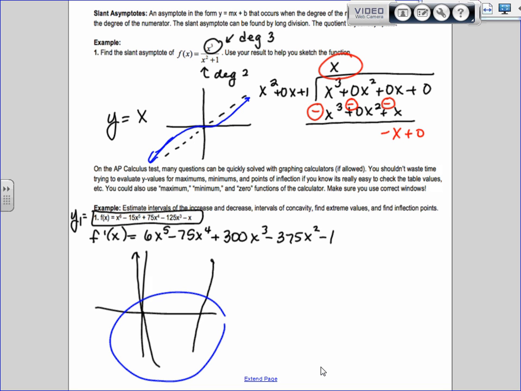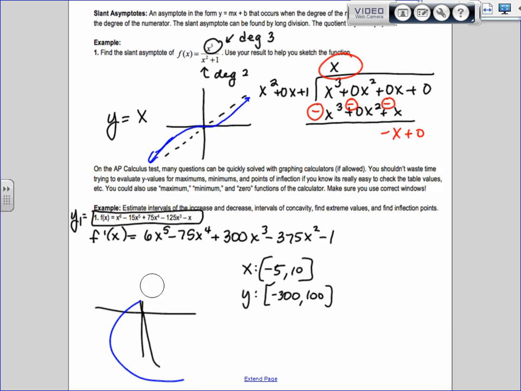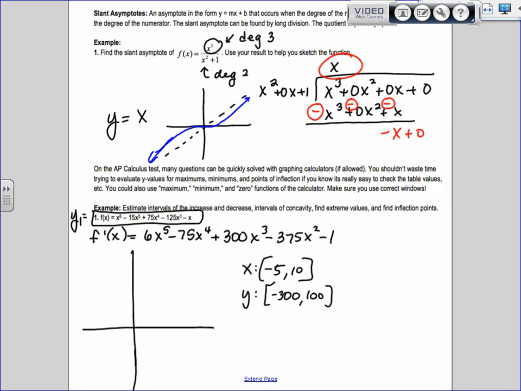All right, so I did my window. My x's, I made it -5 to 10. And then my y's, I made it -300 to 100, and it gave me a pretty good graph. So go ahead and put that in so we have the same thing. So -5 to 10 for the x's. And then I did -300 to 100.